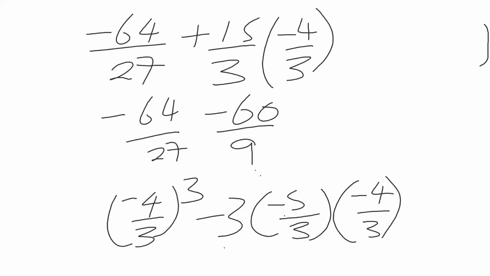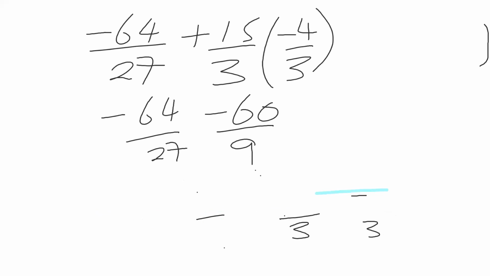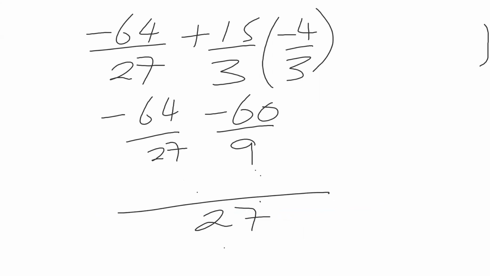Have we missed it anywhere? Have we made a mistake anywhere? No, it's fine. 27 is the common denominator.